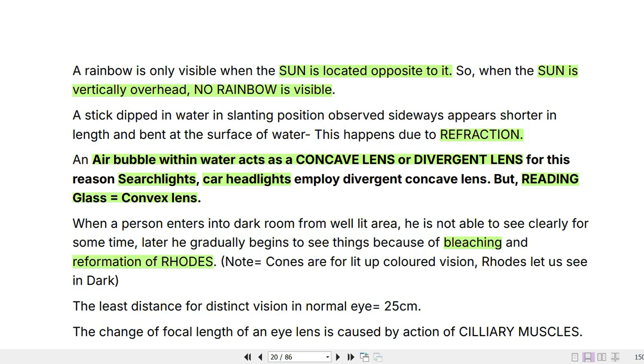Cones are for colored vision, and that usually accompanies well lit conditions. Rods let us see in the dark. So if you suddenly enter a dark room, the eye has to quickly transition from the active cone cells to the active rod cells, which enable us to see in the dark. That is why it takes a little bit. So when a person enters a dark room suddenly from a well lit area, he is not able to see clearly for a while.